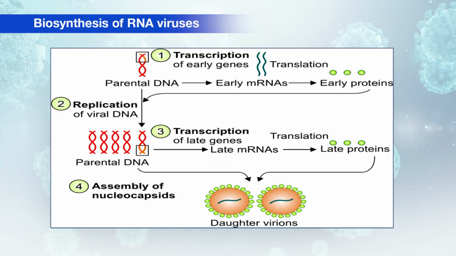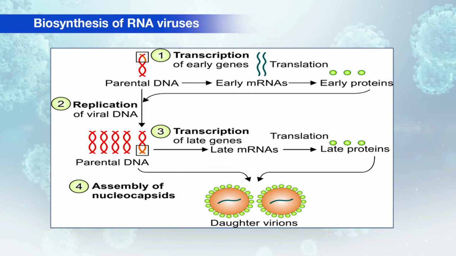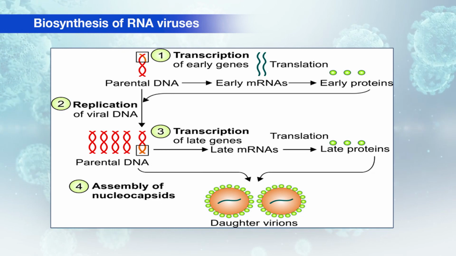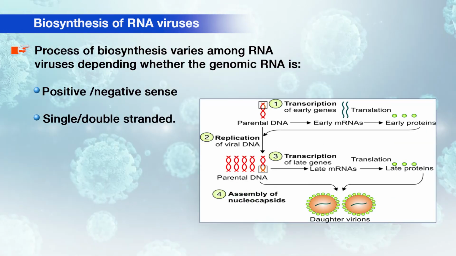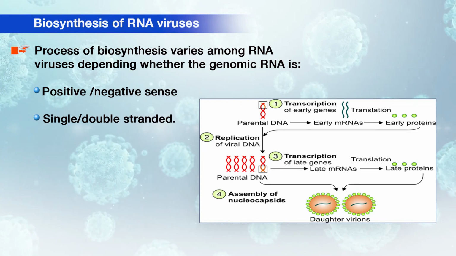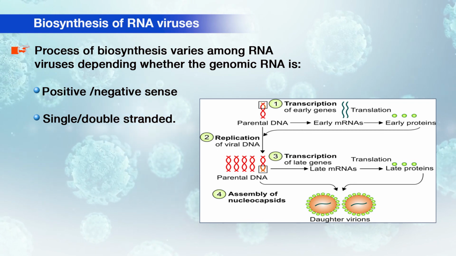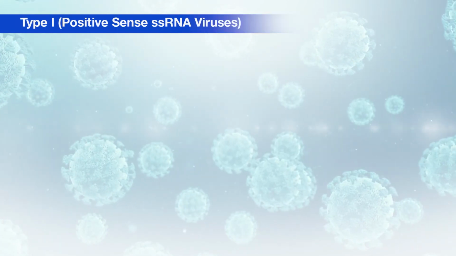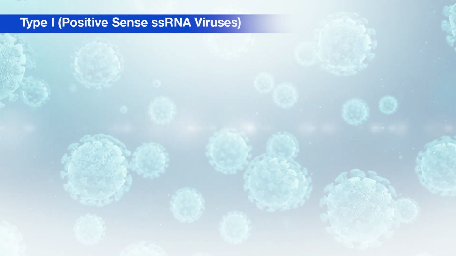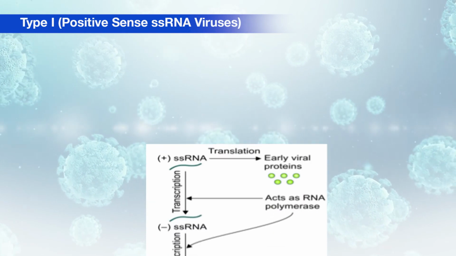Now, the fourth step is the assembly of the nucleocapsid, that is the composition of the proteins and the nucleic acid into daughter virions. The biosynthesis of RNA viruses differs based on the genomic RNA, which can be either positive or negative sense, single or double stranded.